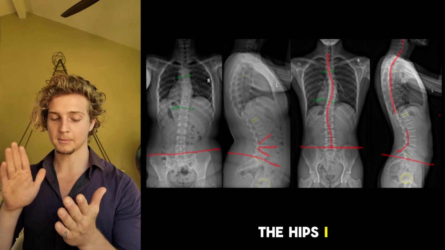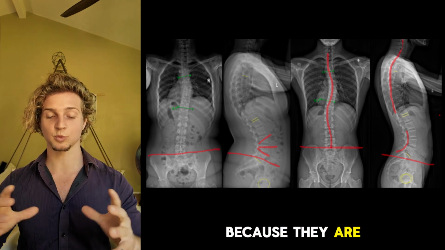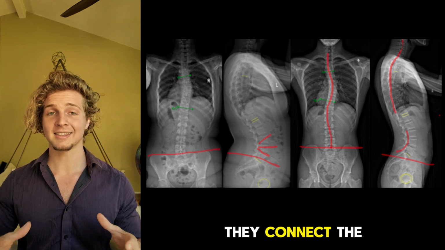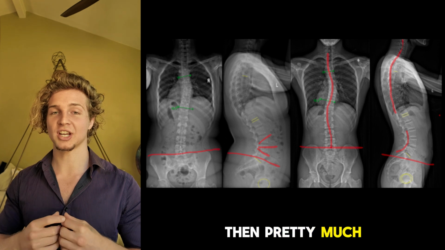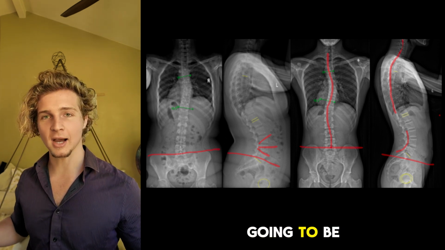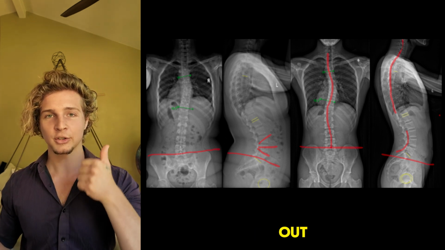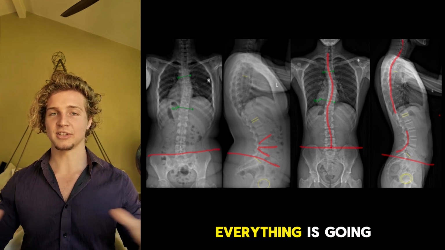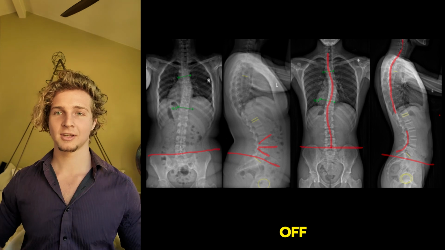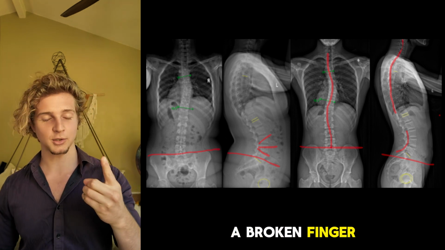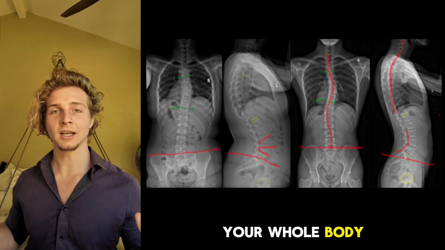The hips I pay so much attention to because they are the center of our body. They connect the upper and the lower body. And if your hips are out, then pretty much everything else in your body is going to be out. Your spine is going to be out, your knees are going to be out, everything is going to be affected just from the hips being slightly off. At least if you have a broken finger or something, it doesn't make your whole body out of whack.